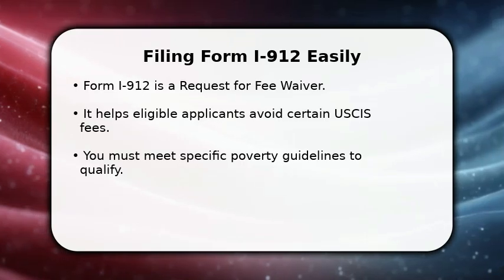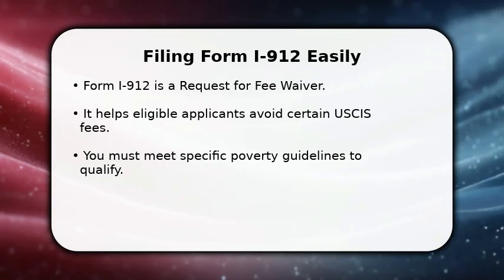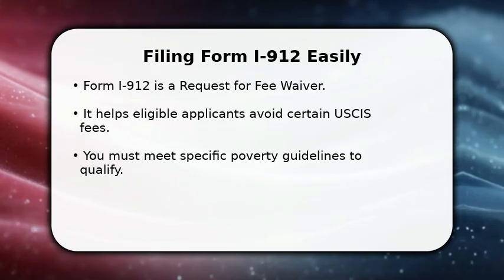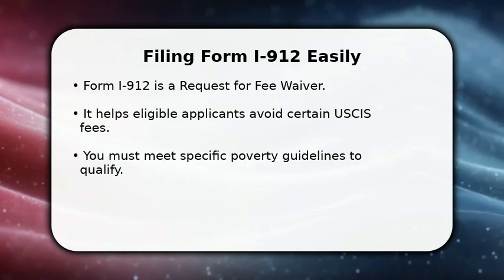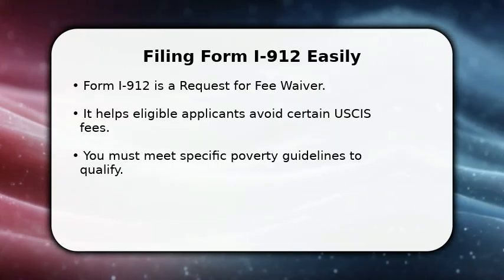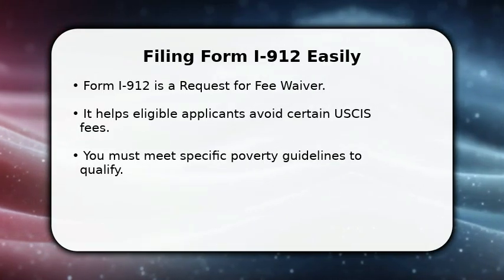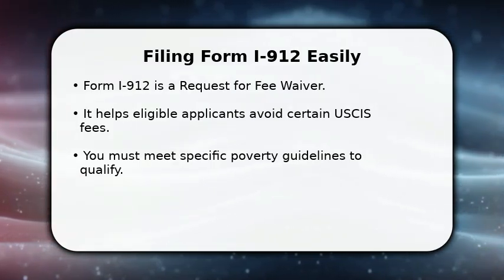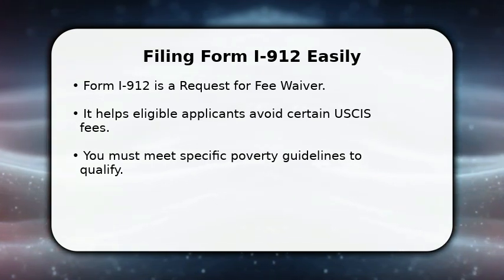In this video, I will explain how to file Form I-912. This form is officially known as a request for fee waiver, and it's a crucial tool for many applicants. It allows eligible individuals to avoid paying certain USCIS fees, making immigration processes more accessible. We'll cover the straightforward steps to complete and submit your application, ensuring you understand the requirements. Let's dive into how you can successfully file this important document with ease.